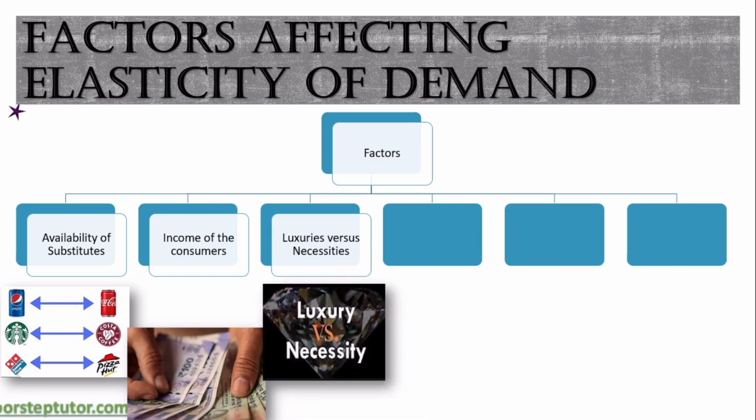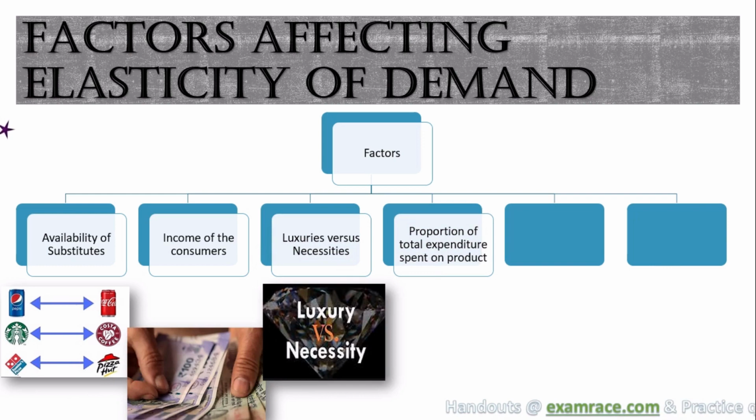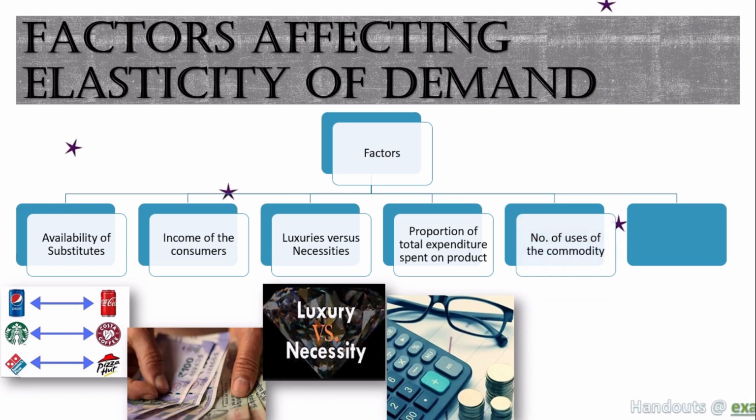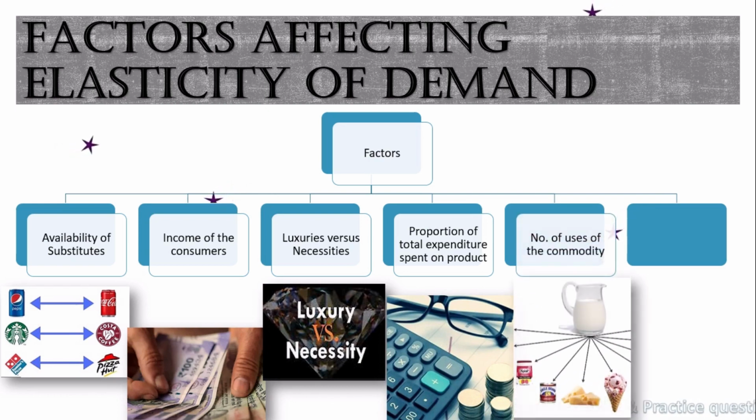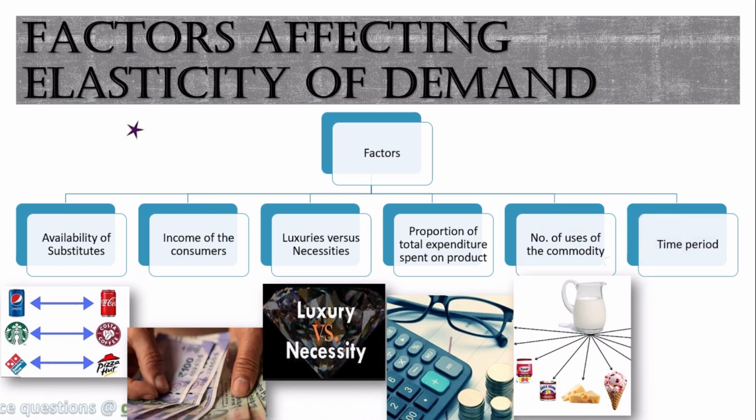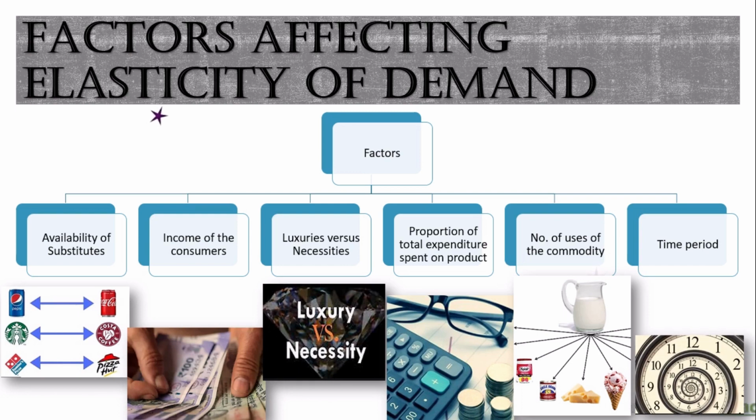Now, moving on to the next factor, which is proportion of total expenditure spent on the product. The higher the cost of the good relative to total income of the consumer, the more will be the price elasticity of demand. Now, the next factor is the number of uses of the commodity. The more uses a commodity can be put to, the more elastic is the demand. Now, the last factor is time period. If the time period needed to find substitutes of the commodity is more, the price elasticity of demand is more, and vice versa.